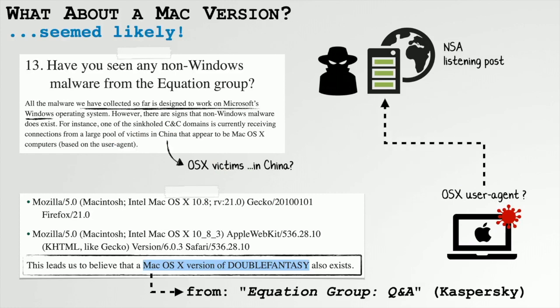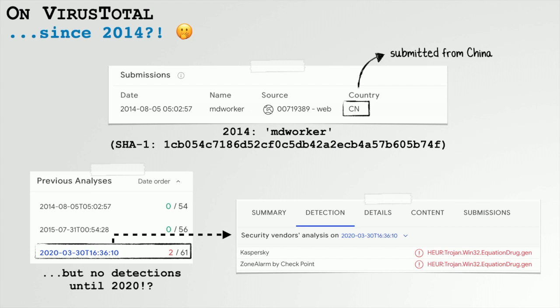At the time of the analysis, Kaspersky did not have access to a Mac version of this implant. However, they were able to sinkhole various command and control servers that the malware was beaconing back to, and they did see macOS user agent strings, which led them to believe, as they articulated in the research on the slide, that yes, indeed, a Mac variant existed somewhere in China. Turns out, a macOS version of DoubleFantasy had been submitted to VirusTotal all the way back in 2014. Yes, from China, but it had remained undetected by any of the antivirus engines on VirusTotal until 2020.